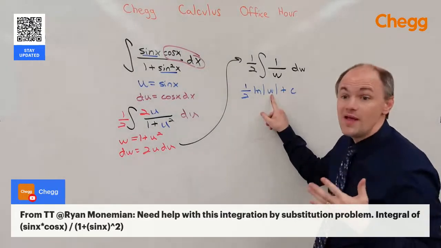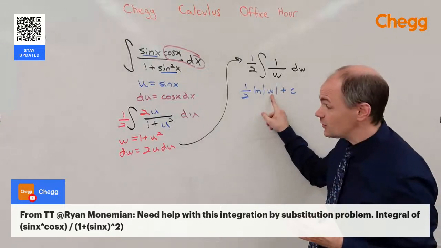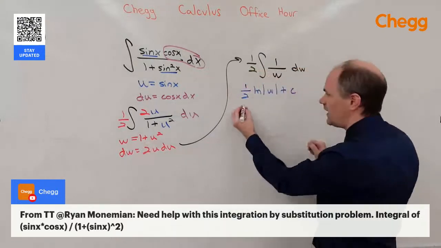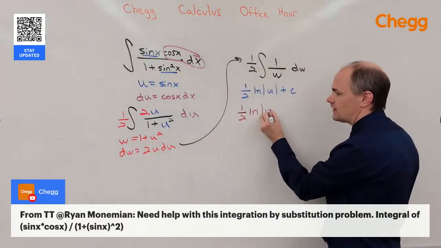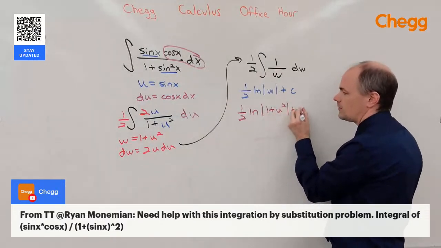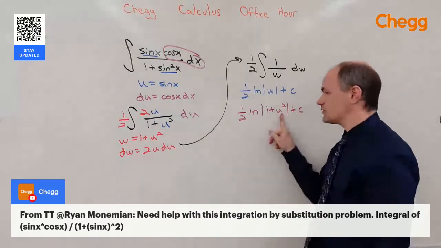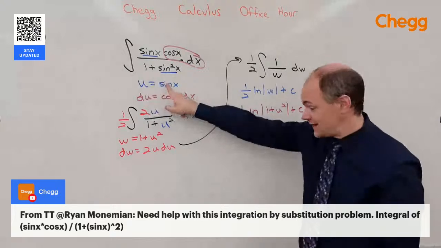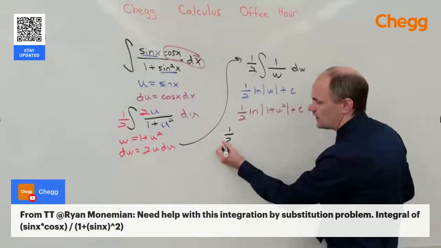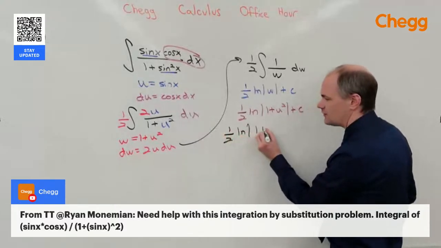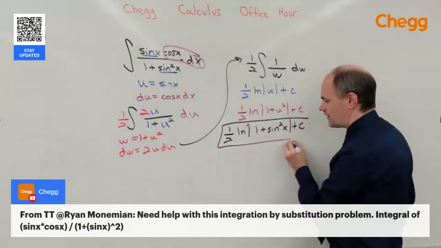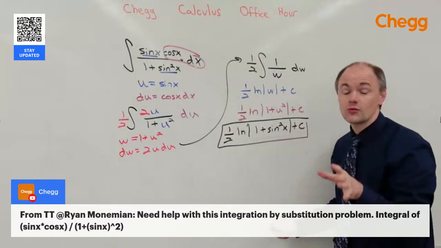Now, we don't want w's. We made up w. That's not the answer we're looking for. So we're going to go back. W is 1 plus u squared. So now it's 1/2 natural log of 1 plus u squared, plus a constant. Well, the other catch there, though, is we don't want u. U is equal to the sine of x. So we make that substitution, and we get 1/2 natural log of 1 plus sine squared of x plus c for our final solution. That was a great problem.